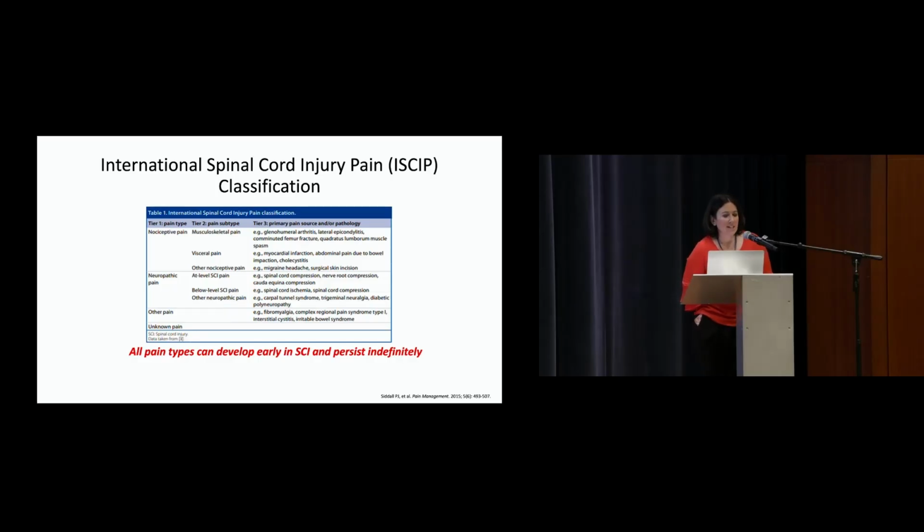So they separated the classification into different tiers. There are two major tiers, nociceptive pain and neuropathic pain. And then they subdivided nociceptive pain into musculoskeletal pain and visceral pain. And then neuropathic pain, they interestingly separated into at-level pain and below-level pain for spinal cord injury.